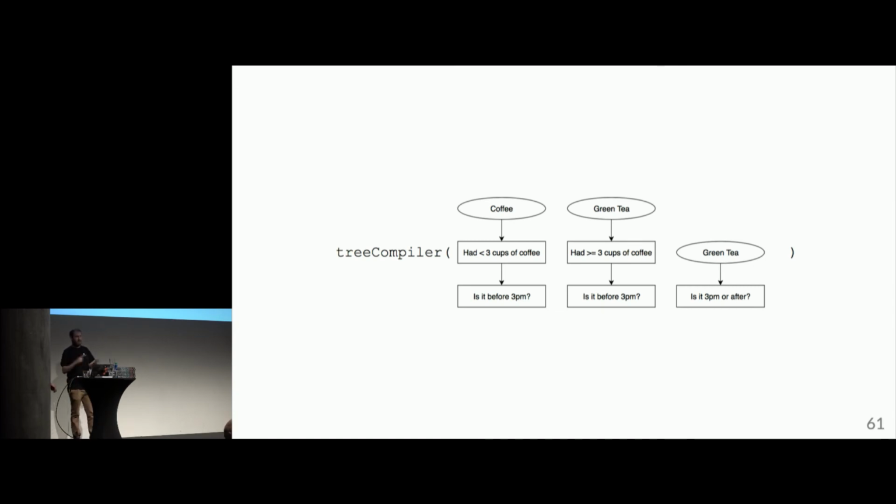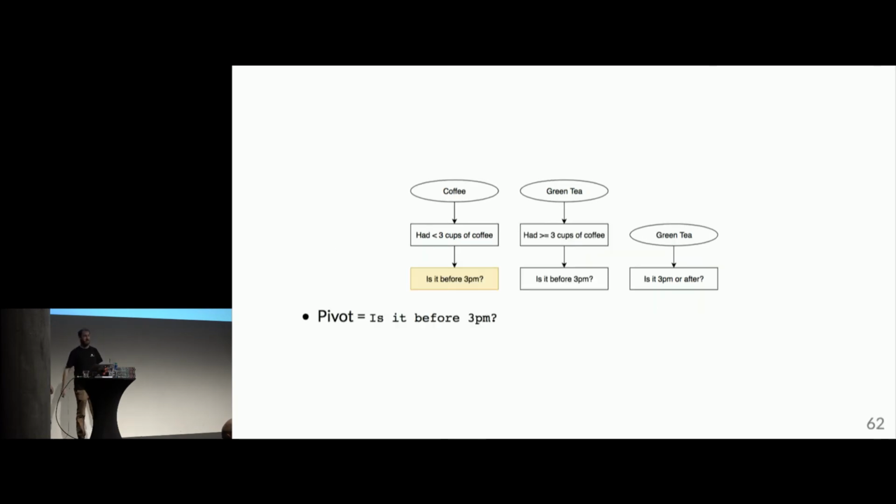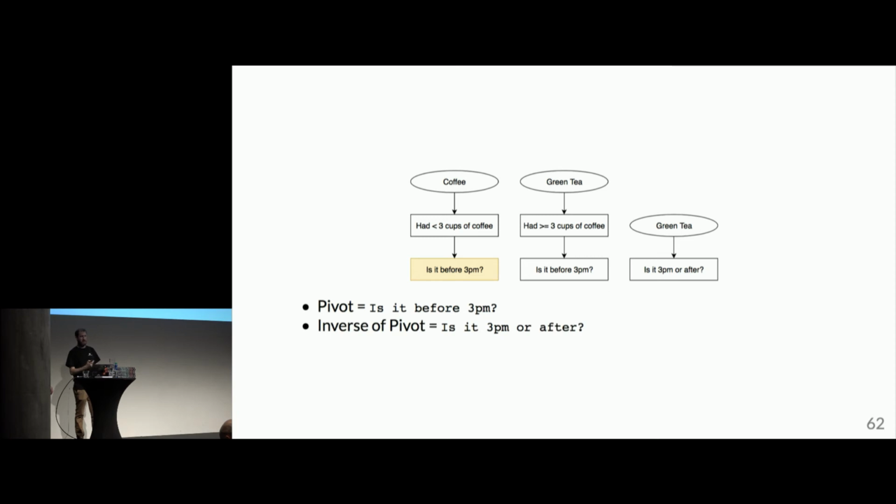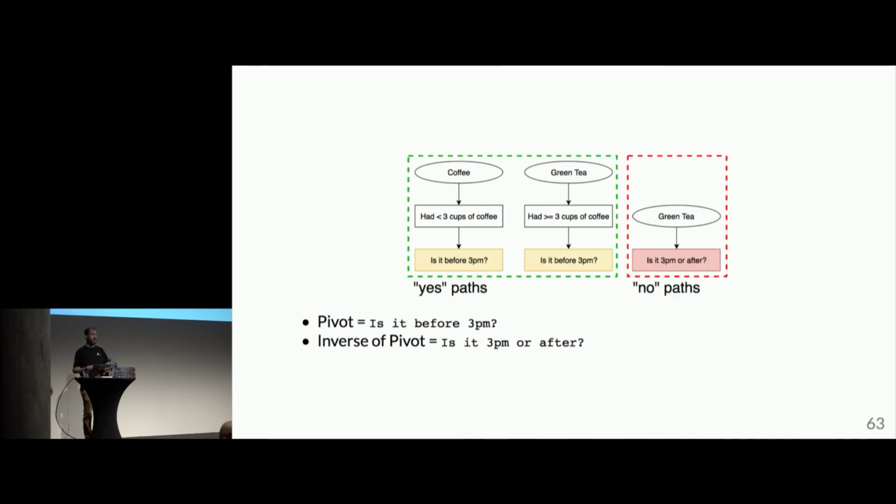So we feed in this path list to our tree compiler, and the very first thing we do is pick a pivot value, which is a predicate, and it's the outermost predicate on the very first path in the path list. We then do something that might sound a bit odd, but we compute the inverse of the predicate. So if our predicate was, is it before 3 p.m., we're going to compute, is it 3 p.m. or after? We then subdivide our input list into two sublists of paths.